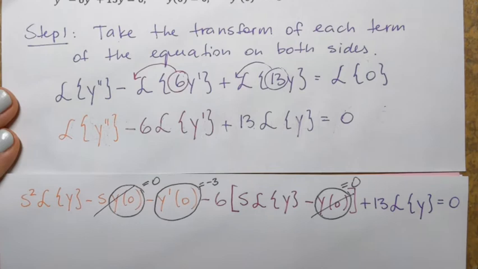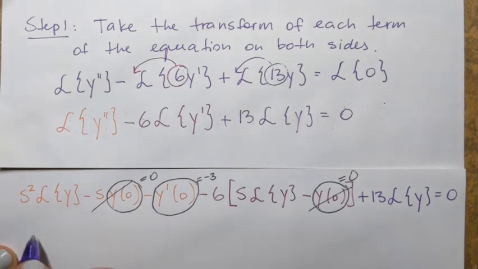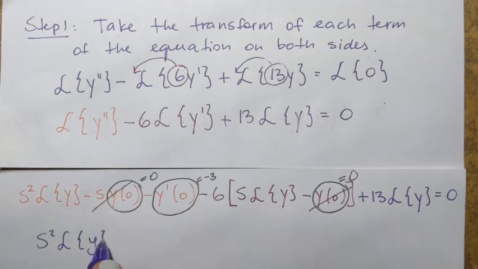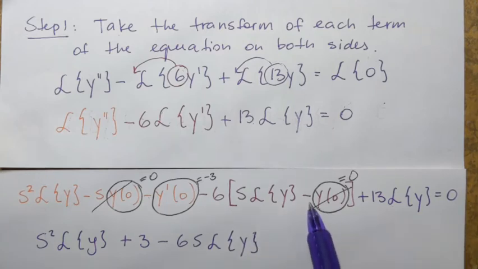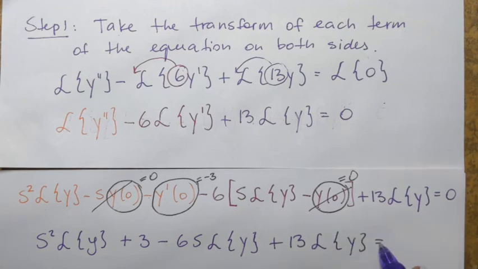Now I'm going to be back to one color. So the first term is s squared times the Laplace transform of y. Now that term is gone. Now here I have -3, so it's going to be +3. I'm distributing -6, so I'll have -6 times the Laplace transform of y. Now this term is gone. It's 0, right? So I don't have anything else here. So then I'll continue and say +13 times the Laplace transform of y equals 0, like that.